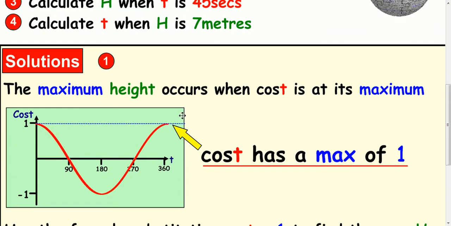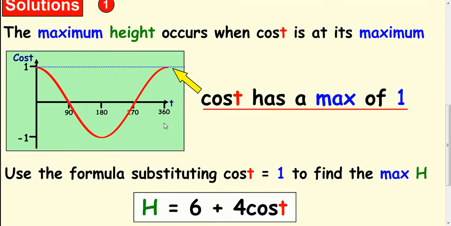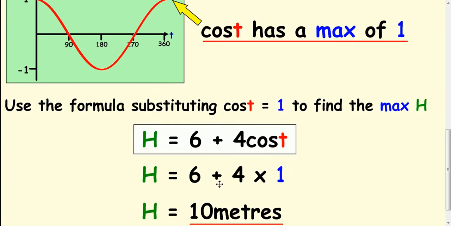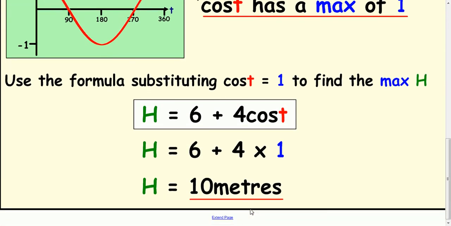So if we look down at the solution, the maximum height occurs when the cos t is at its maximum, which is equal to 1. So what we do here is we replace cos t with 1. So the equation becomes 6 plus 4 times 1, which is 10. And that's the answer to part 1.